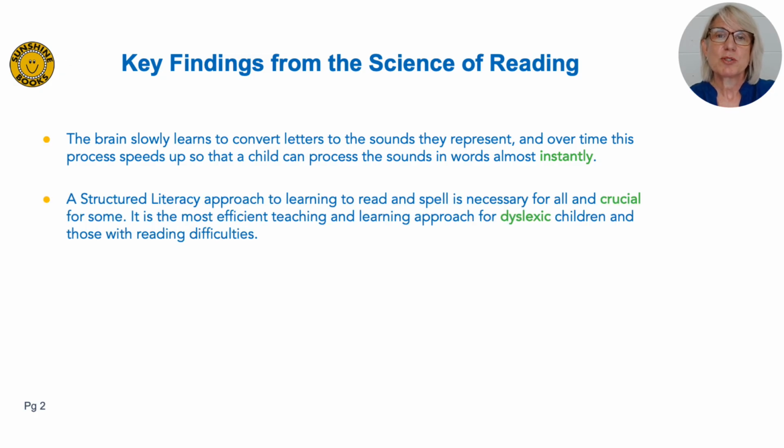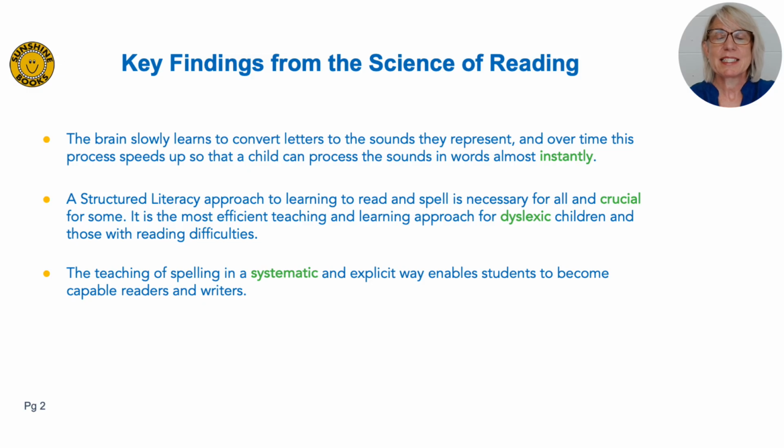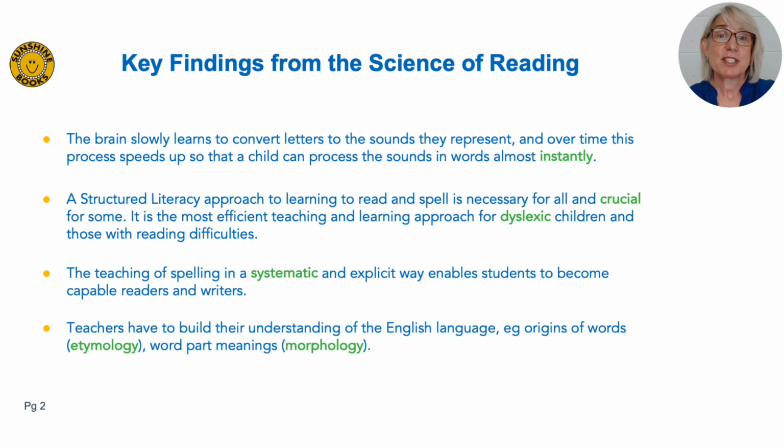A structured literacy approach to learning to read and spell is necessary for all and crucial for some. It is the most efficient teaching and learning approach for dyslexic children and those with reading difficulties. The teaching of spelling in a systematic and explicit way enables students to become capable readers and writers. Teachers have to build their understanding of the English language, for example, origins of words, etymology, and word part meanings, morphology.